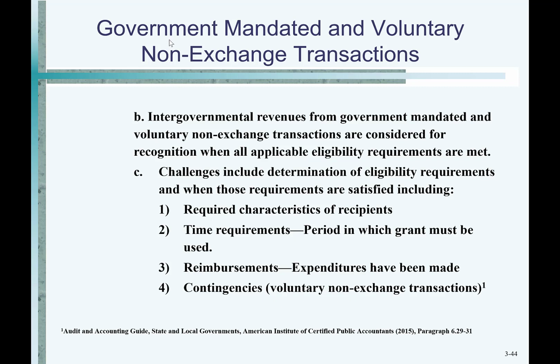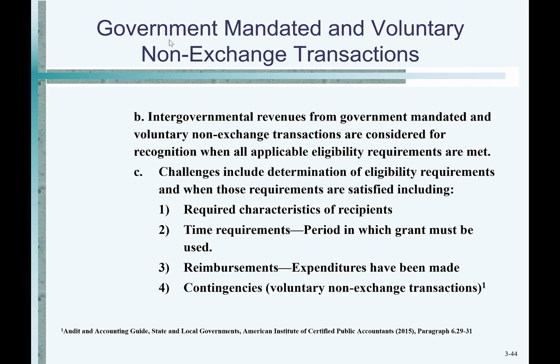Okay? Okay, good. Now, if we are talking about contingencies, and contingency only comes up in the voluntary non-exchange. With voluntary non-exchange, now what's happened? Now this lower level of government has applied for some money, haven't they? They said, look at us. We meet the eligibility requirements. Please give us some money.